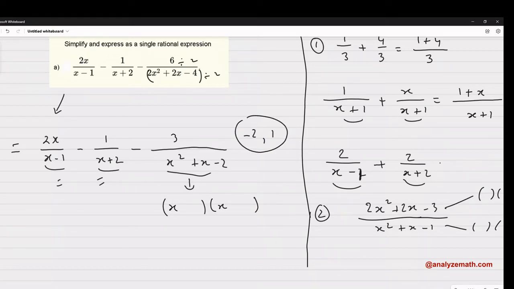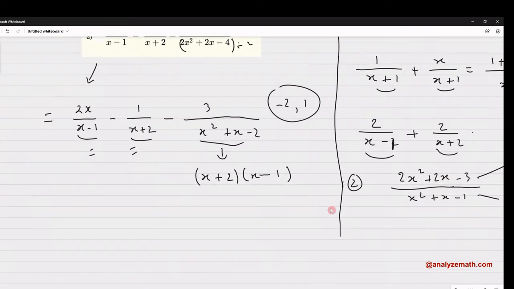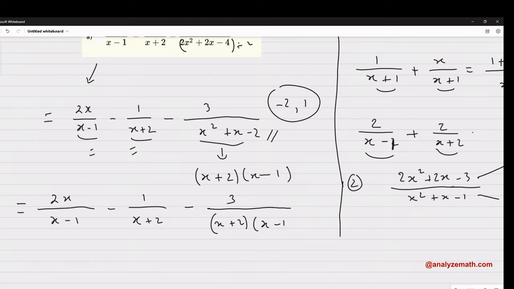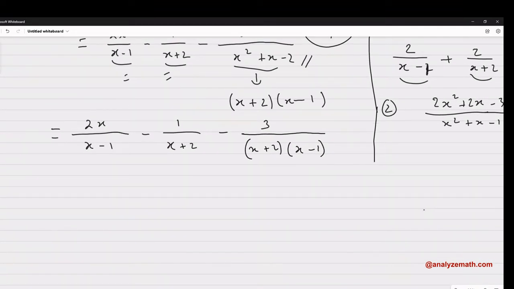Now, where do we put them? So x minus 2. Now, it's going to be a plus 2 and minus 1, because when I add 2 with the minus 1, that gives me the plus x. So we have factored. Let's rewrite again the expression. So what looked complicated, when you factor this denominator here, in fact, it's the product of the two other denominators.